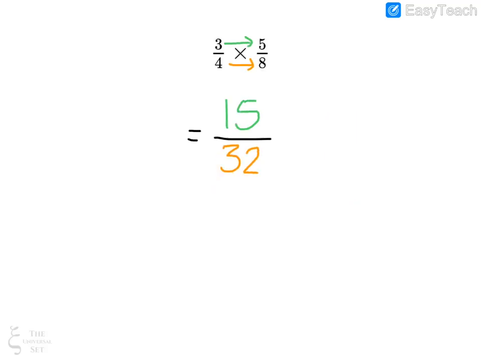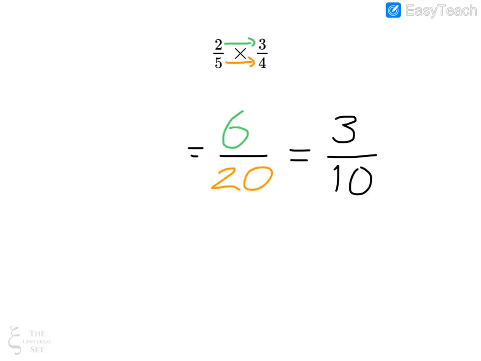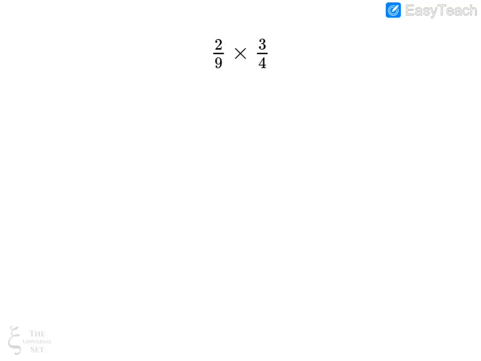In the previous examples, there wasn't any way to simplify this answer. 15 and 32 don't have any common factors, so there's nothing I can divide them both by. But here, I can divide them both by, in this case, 2, so that's what I should do. Let's do another one like that. Okay, so we've got 2/9 multiplied by 3/4 this time.